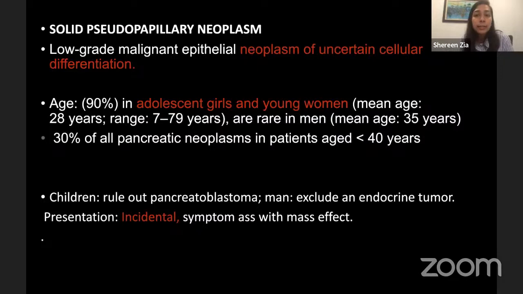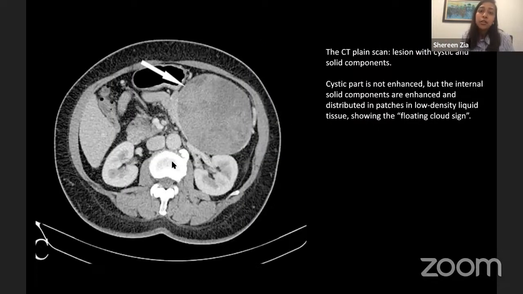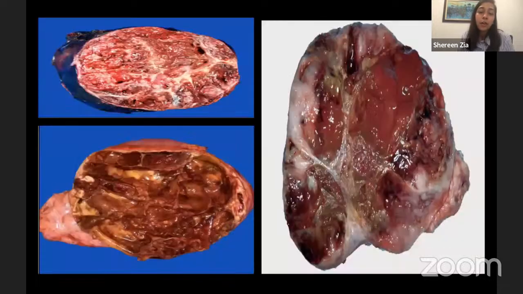So these neoplasms have uncertain cellular differentiation. They are more present in adolescent girls and young females, and they can be incidentally found in the patients. So that's the imaging finding. These are the cystic part. They can be solid and cystic. So that's why radiologists can point it out as floating cloud sign in their imaging or scans.